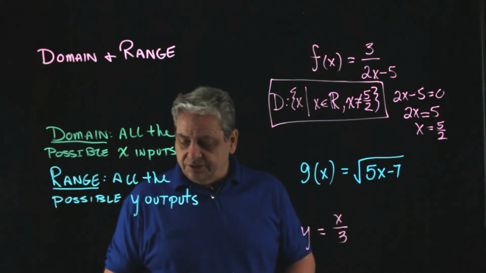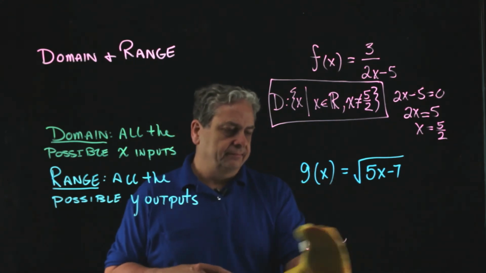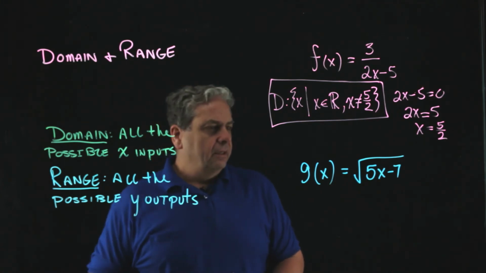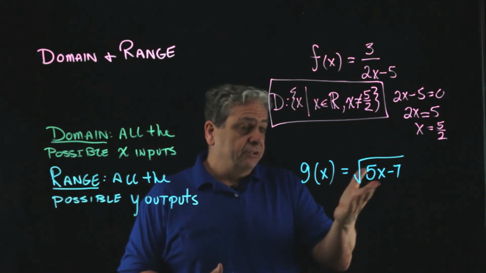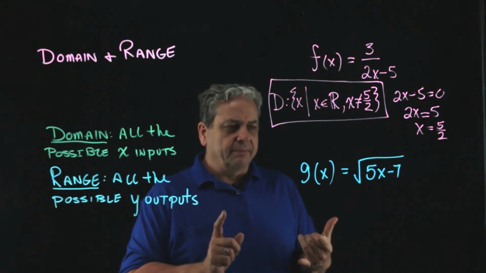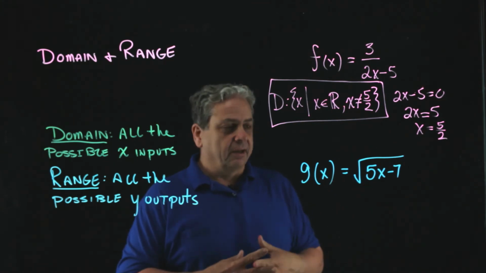Now let's take a look at this one. Let me erase this. Let's look at this one. What's the restriction on this? What's going to be the problem? It's not that the denominator is going to go to 0.